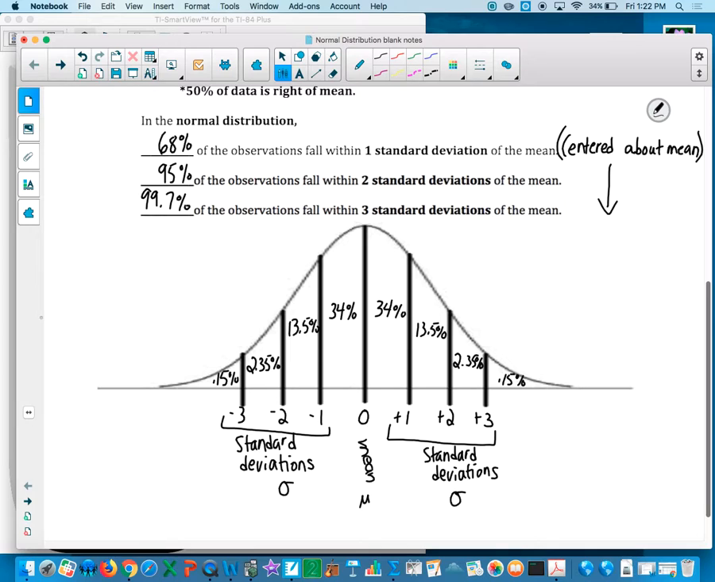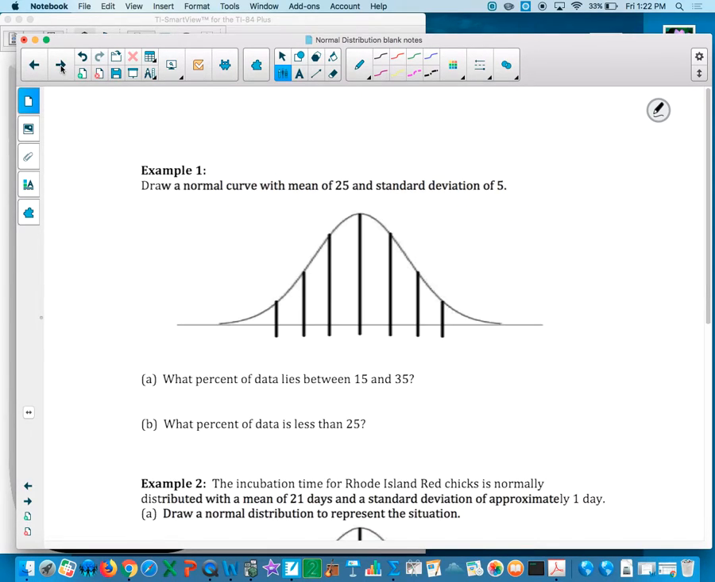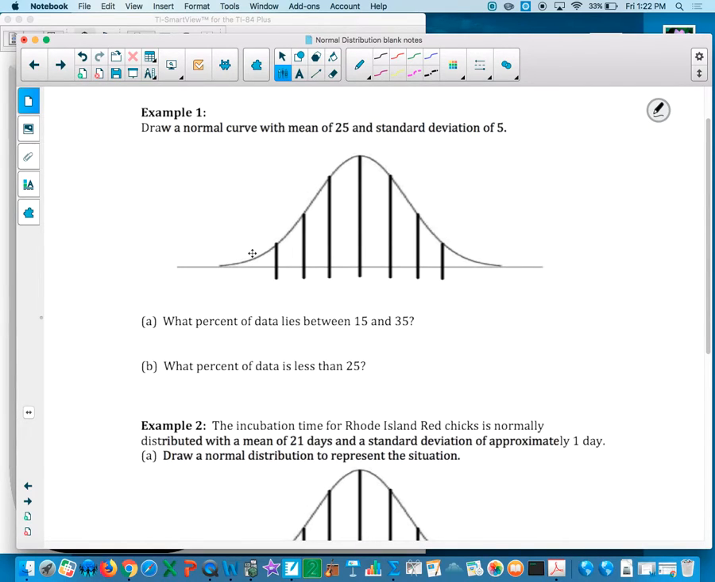All right, so what we're going to do is we're going to look at some different scenarios with the mean and standard deviation, and then make some conclusions about the data. So in our first one, we're going to draw a normal curve with a mean of 25 and a standard deviation of 5. So we're going to put 25 in the middle, and then we're going to add 5 going to the right, subtract 5 going to the left.